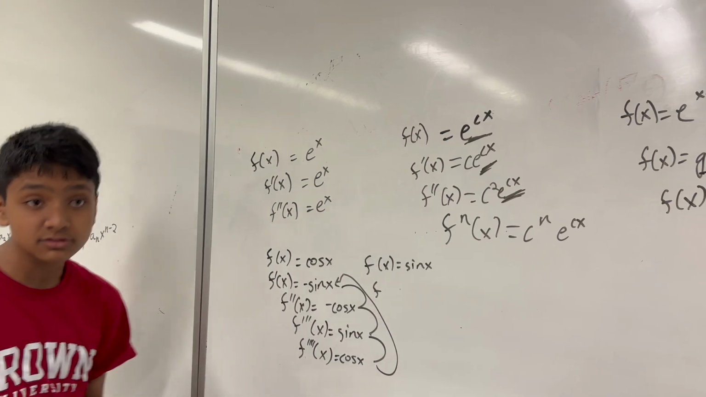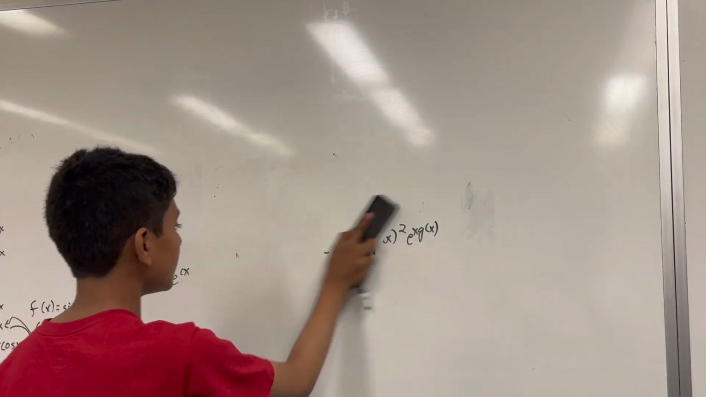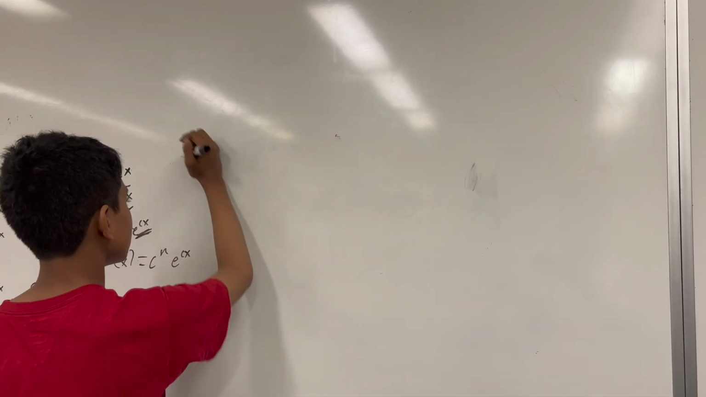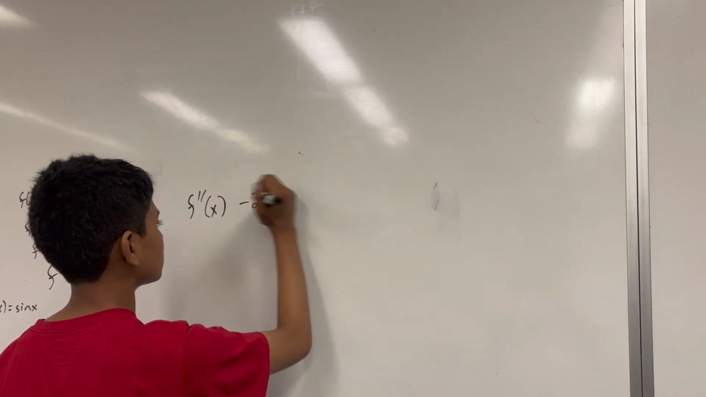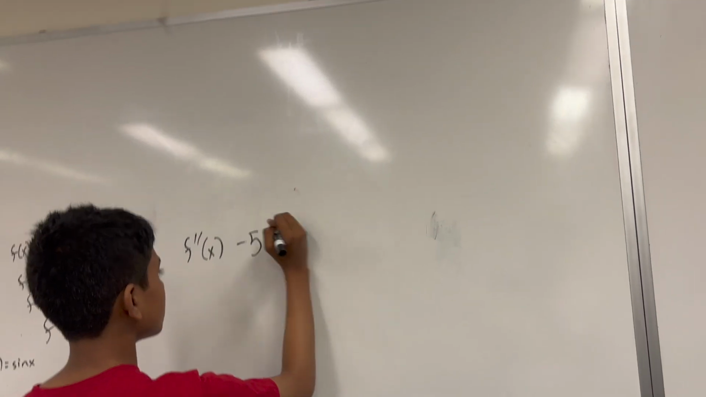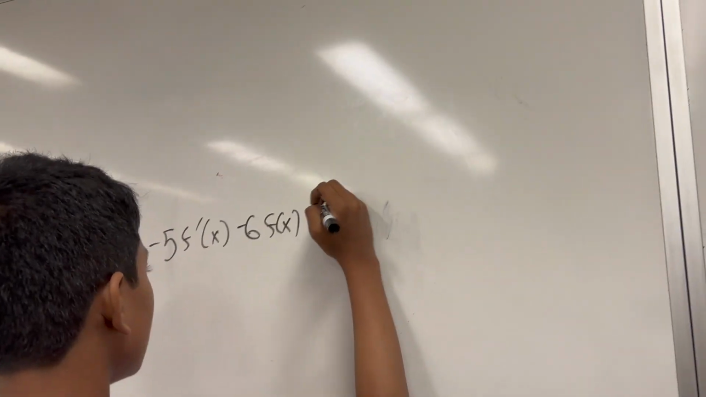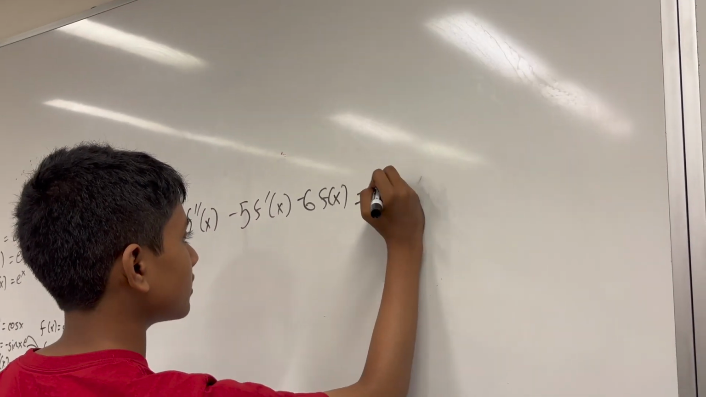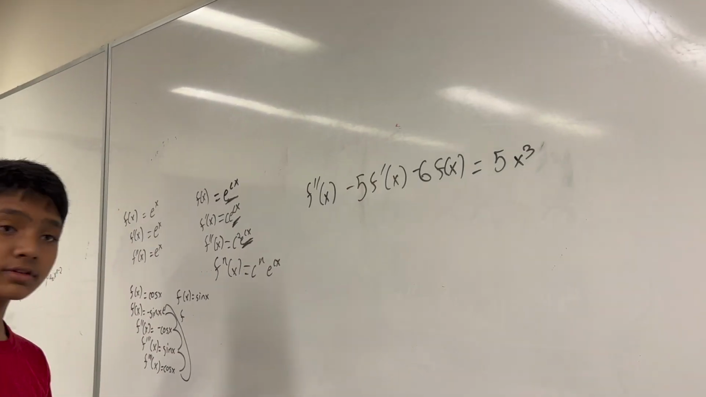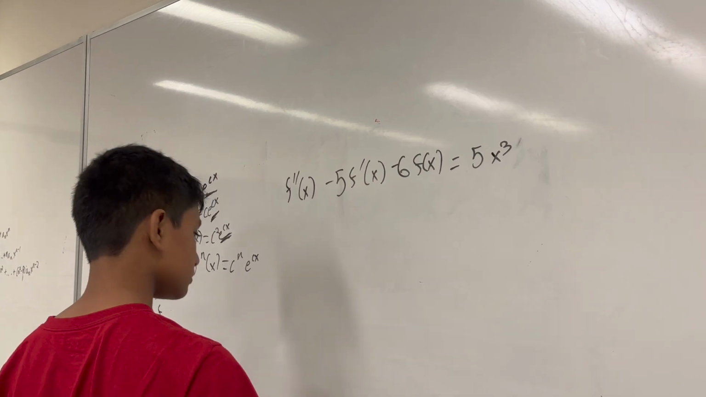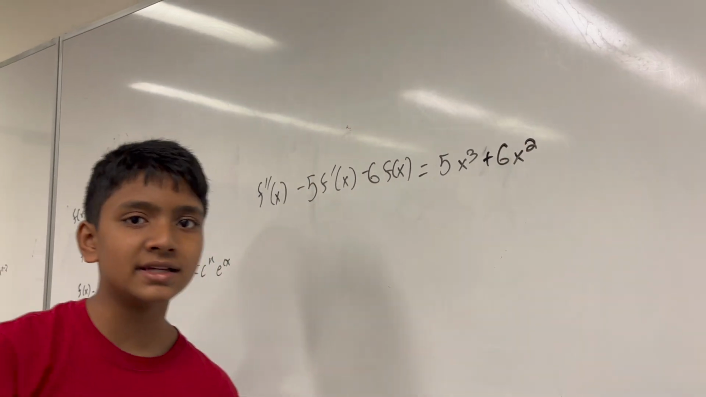But how do we actually use this thing? Haven't even gotten to that yet. So let's erase this example, and let's come up with something like f double prime of x minus, well, no, this isn't as creative, minus 5 f prime of x minus 6 f of x is equal to, let's think of something, 5x cubed. All right, how do we solve this? Well, here's the thing. And you know what? Let's just add an x squared for extra spiciness.